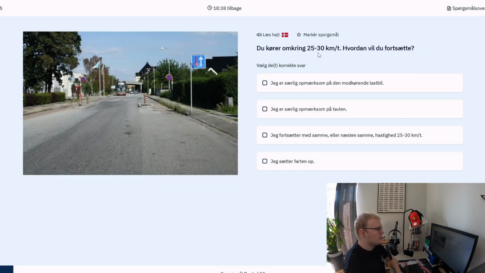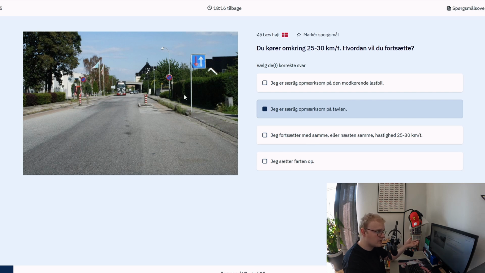You're driving 25 to 30 kilometers an hour. How will you continue? I'm especially observant of the truck over here, the lorry. No, I'm not, because I have this sign. I have the right of way. He has to hold back from me. I still have to pay attention to him, but he's nowhere near me. So I would say no. I am observant of the sign. Yes, I am. I continue at the same speed. No, I don't, because I have to do 50. So I speed up, which is the last one.